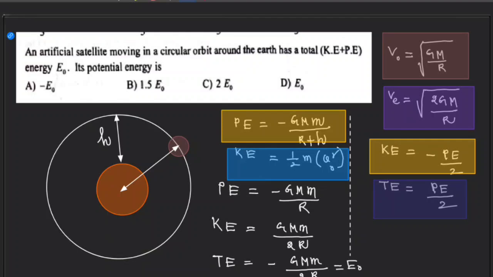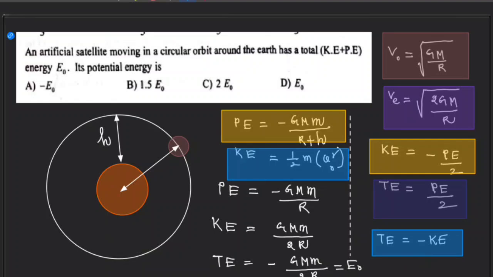And what is the relation between this total energy and kinetic energy? This total energy can be written as total energy equal to minus kinetic energy. This relation is also important. Total energy is equal to minus kinetic energy, right? So what is the kinetic energy? G capital and small m by 2r. What is the total energy? Minus G capital and small m by 2r, right? So these are the formulas that you have to revise because of this problem.